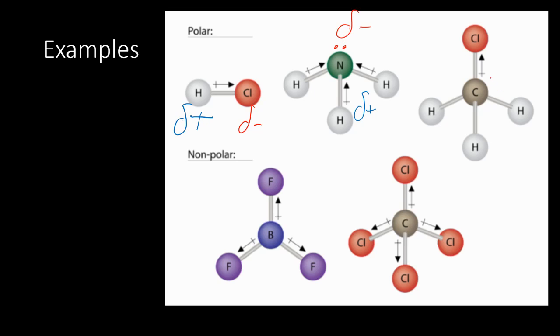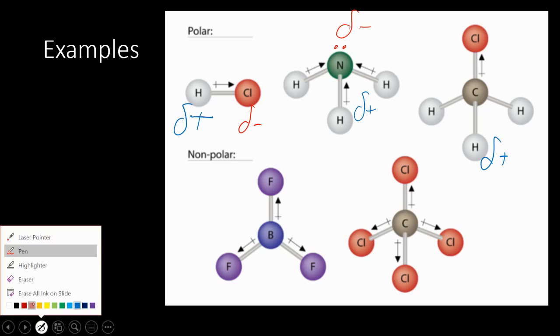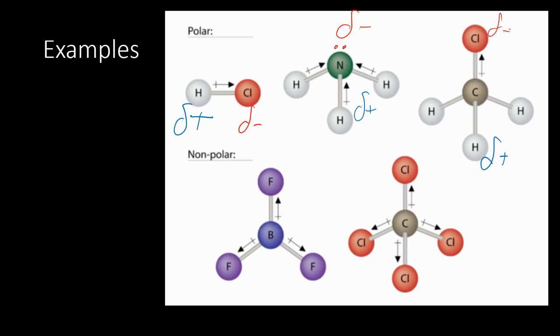Okay, so here with CH3Cl, that's chloromethane, you have these positive hydrogens again, right? And it's all directional. You have these slightly positive hydrogens and you have this slightly negative chlorine. So those can stack.